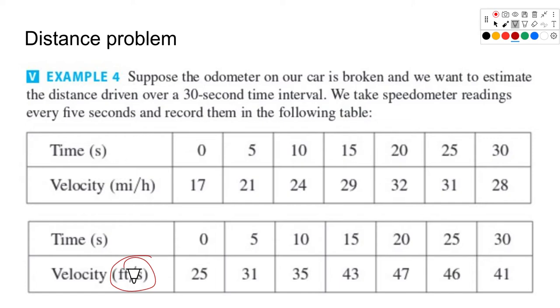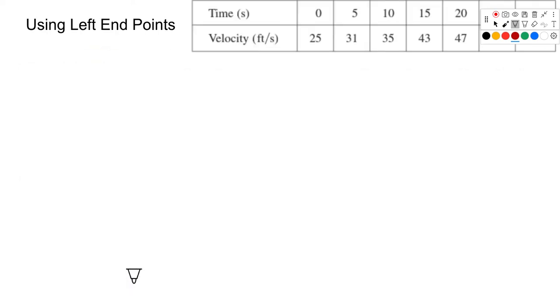And then we could convert what we come up with back into miles per hour, I guess, if we needed to get our speedometer to work, but we're really not going to do it. So what we're going to do is graph these points on the graph, and we're going to use the left endpoints, the left side endpoints, to make our rectangles. Okay.